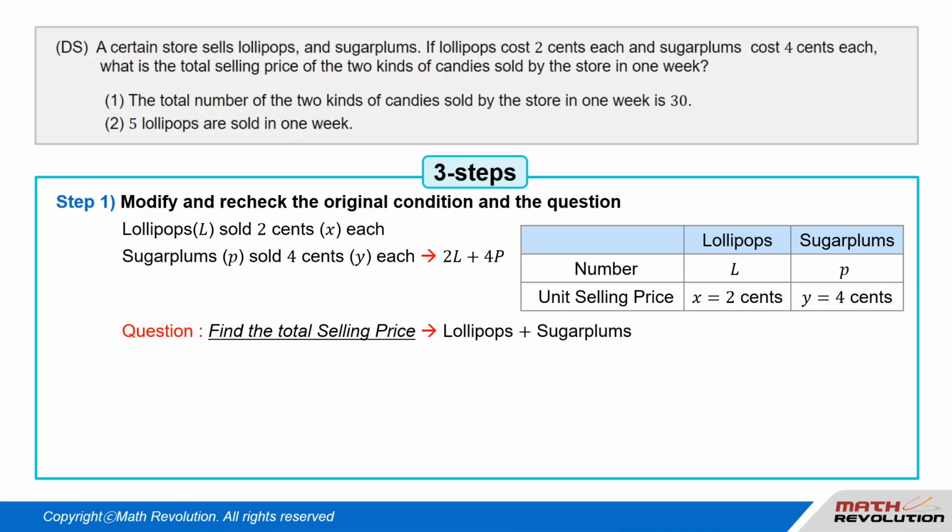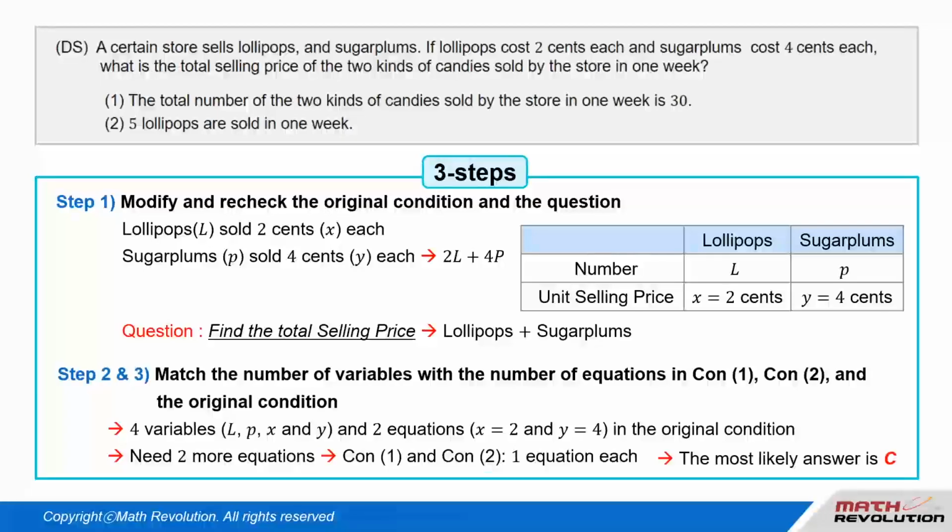Number of lollipops is L. Number of sugar plums is P. Unit selling price of lollipops, X, equals 2 cents. Unit selling price of sugar plums, Y, equals 4 cents. You should practice setting up these 2 by 2 tables as it will make the test that much easier to complete. We have to find the total selling price of lollipops and sugar plums sold by the store in 1 week.